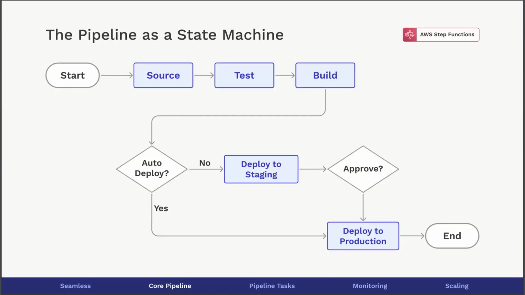So this is our pipeline implemented as a state machine. Like the previous diagram, it transitions through multiple states between start and end. The source, test, build, and deploy stages are the same ones we talked about earlier. And in the middle of this diagram, it shows two decisions we have to make, which are whether to use a staging environment and whether to approve staging after we've reviewed it.